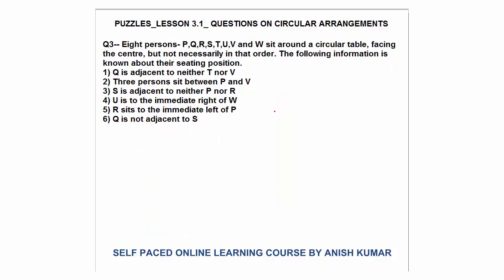Question 3. Eight persons P, Q, R, S, T, U, V, W sit around a circular table facing the center, not necessarily in that order. The following information is given. Now a question can be like this, where 5 or 6 statements are given to you and you have to make the diagram. Now the first statement says that Q is adjacent to neither T nor V. So should I fill that information in the diagram? No, because I'm only able to place one person. If I place Q, I will not be able to place T or V.